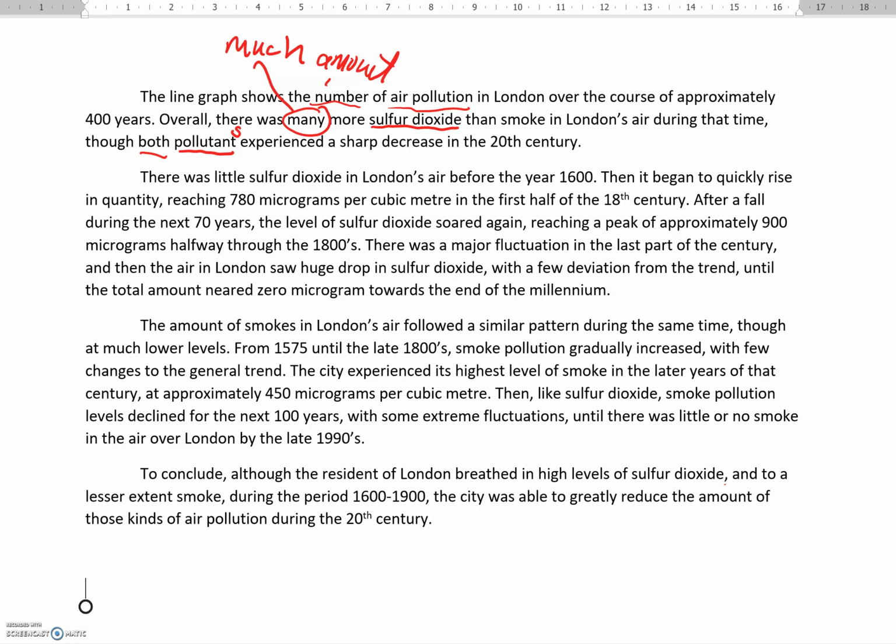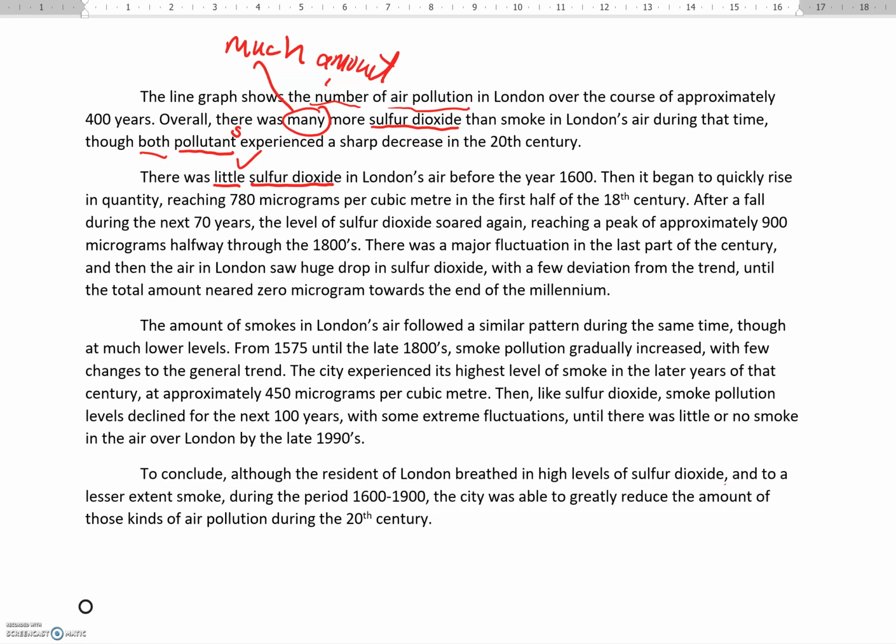Okay. There was little sulfur dioxide. Well, sulfur dioxide, as we said, is non-count, and little is used with non-count nouns, so that's good. There was little sulfur dioxide in London's air before the year 1600. Then it began to quickly rise in quantity, reaching 780 micrograms per cubic meter in the first half of the 18th century.